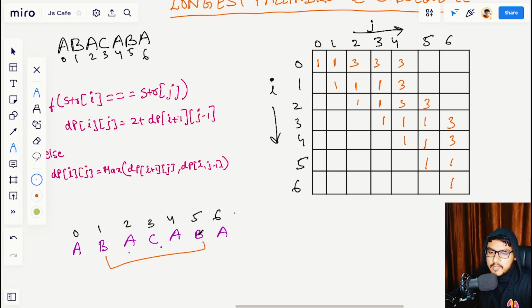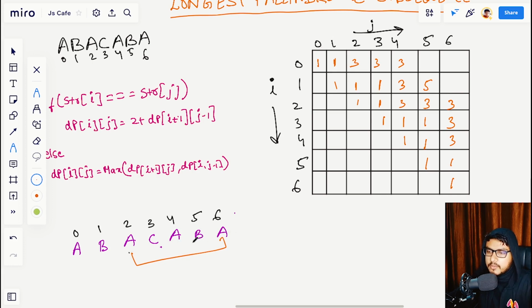So B and B are matching, so the value here would be 2 plus the value of this cell, so it would be 2 plus 3, which would be 5. Good. And we can move to index 2 to 6. So A and A are matching, so the value here would be 2 plus this particular value, which is 2 plus 1, it would be 3. Okay, we are done with the length 5.